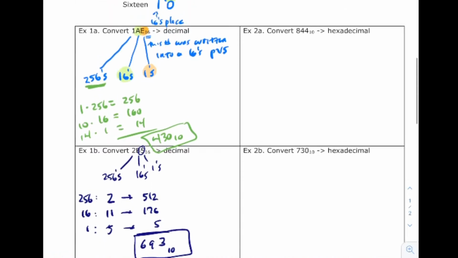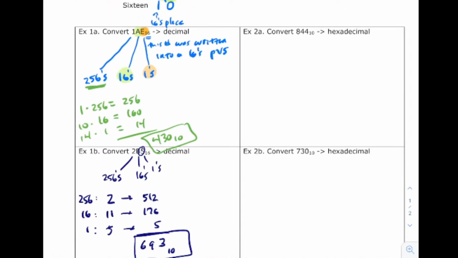So let's go the other way now. This time they're telling us it's normal, base 10. We filled that up using base 10. That's the way we usually think. But what we want to do now is fill up a hexadecimal place value system.